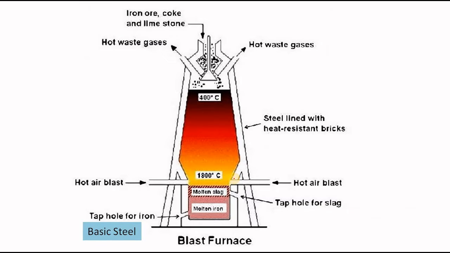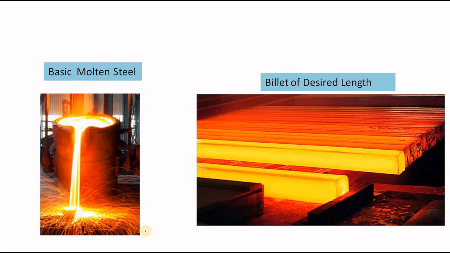So, before diving into TMT, let's see quickly how normal rolled steel is formed. Okay, iron ore, coke and limestone are charged into the blast furnace, from where you get the basic molten steel. Now you cast the basic molten steel into the desired length, or technically you form the billets. Okay, the technical term is billet.